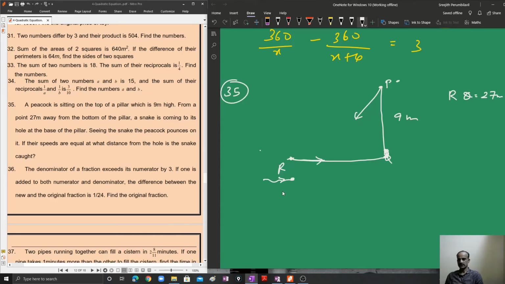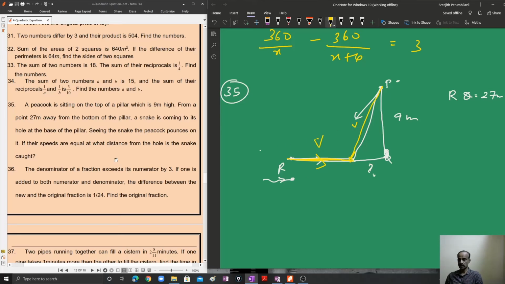At what distance from the hole is the snake caught? That means by the time the snake reaches here, the peacock should also reach here. So this is the idea. By the time the snake reaches from here to here, the peacock also reaches the same point, because they are traveling at the same speed.